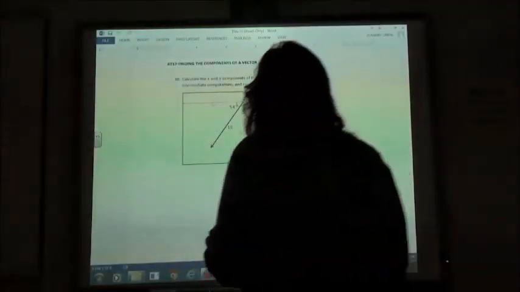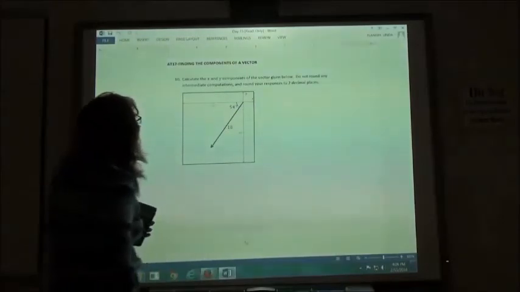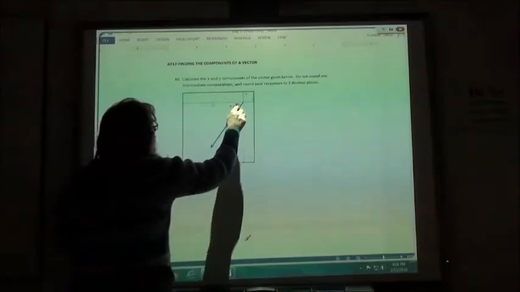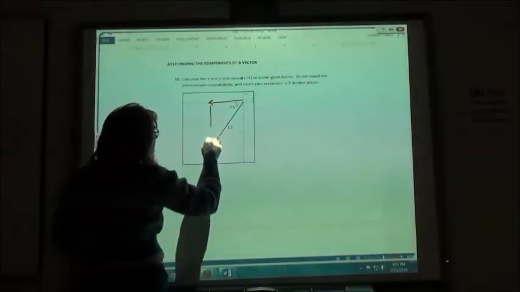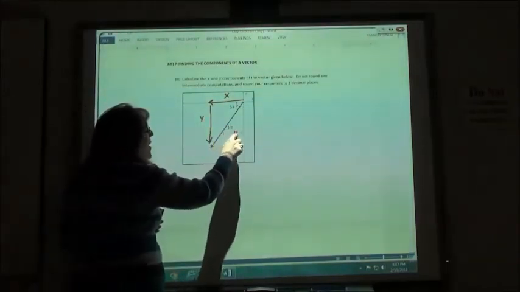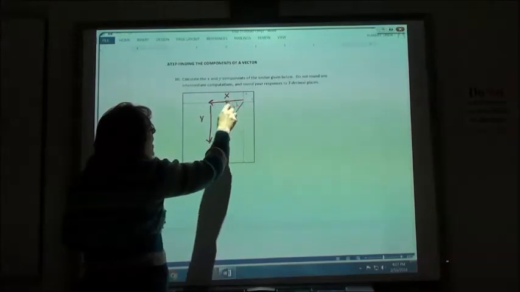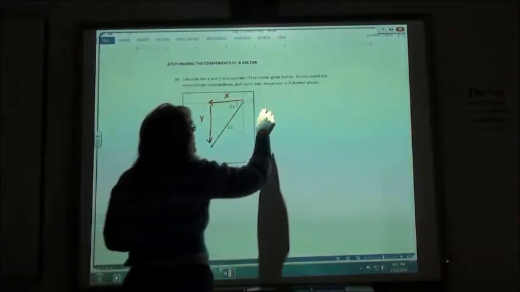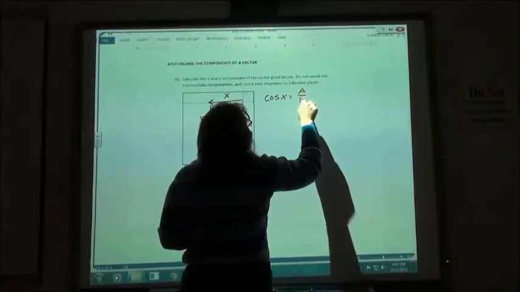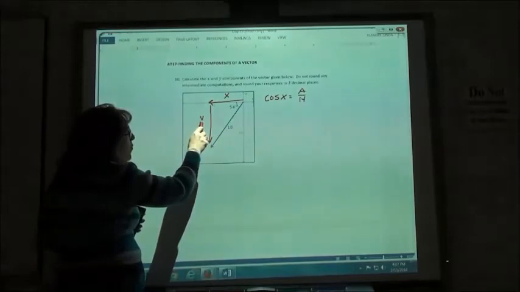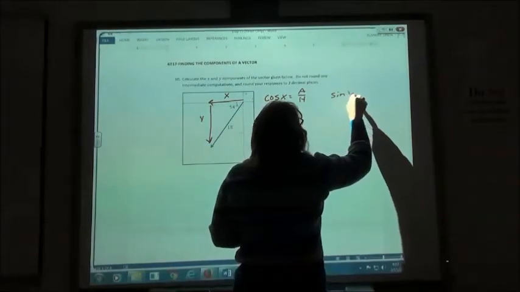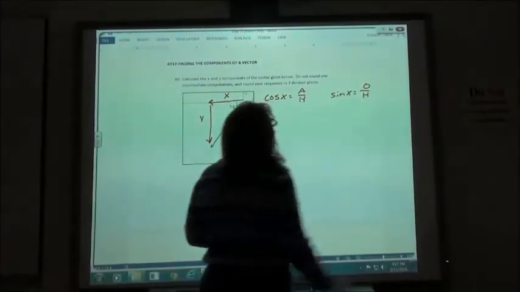Numbers 10, 11, and 12 are finding the components of the vector. It says calculate the x component of the vector and the y component of the vector. So in other words, we want to find this distance here and this distance here, the x and the y. We know the hypotenuse, so in order to find x, we have the adjacent and the hypotenuse. So we would say that the cosine of the angle equals the adjacent over the hypotenuse. In order to find y, we have the opposite and the hypotenuse. So the sine of the angle would equal the opposite over the hypotenuse.